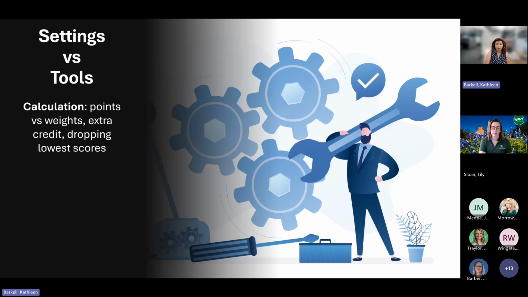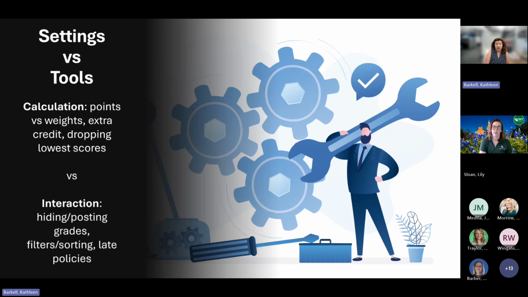Gradebook tools, on the other hand, affect how you interact with the grade. Things like automatically flowing grades from SpeedGrader, hiding or posting grades, late and missing policies, messaging students, and filtering what you're seeing. So the key takeaway here is that gradebook issues are rarely just a gradebook problem. They're usually a settings problem.